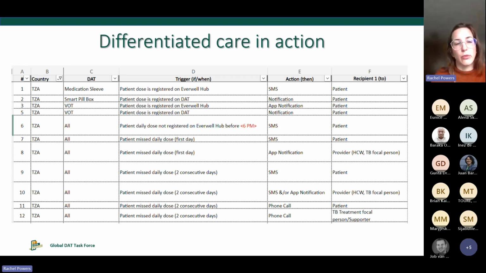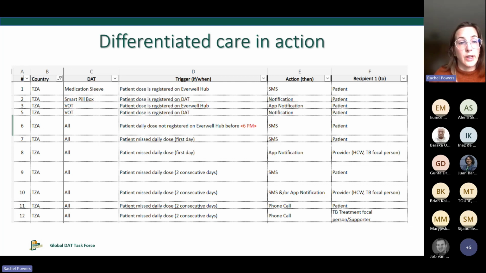Here's another snapshot from a large document that we had supporting the 5 countries of the Ascent project, where we laid out each of the different differentiated care actions and triggers that took place for each of the countries. So this is a snapshot from Tanzania, and Eunice will talk more specifically about the Tanzania intervention shortly. But you can see here that you have a column for DAT, so depending on the DAT, there were different triggers that would happen.